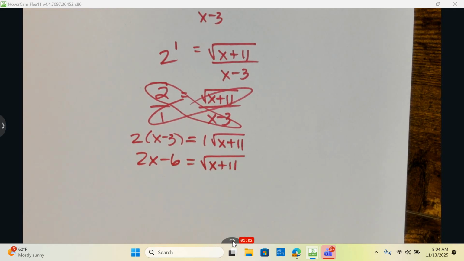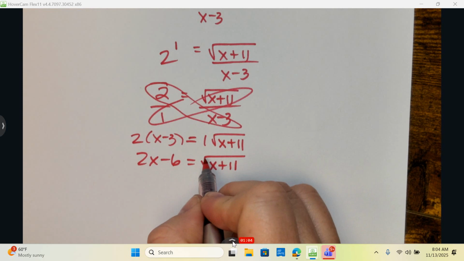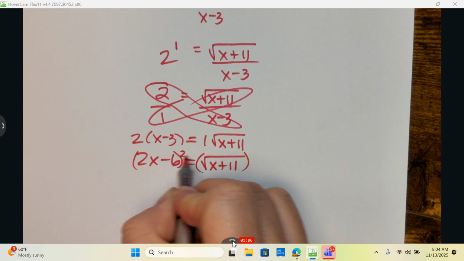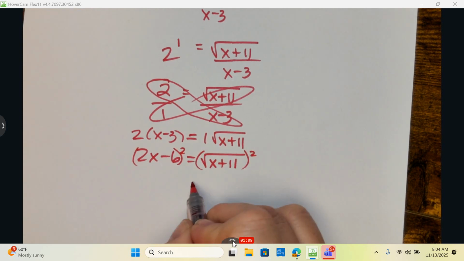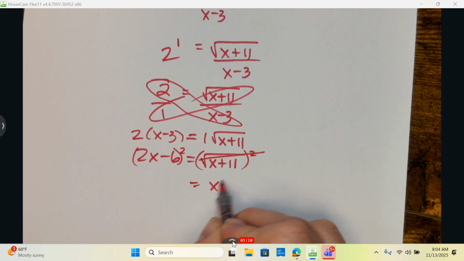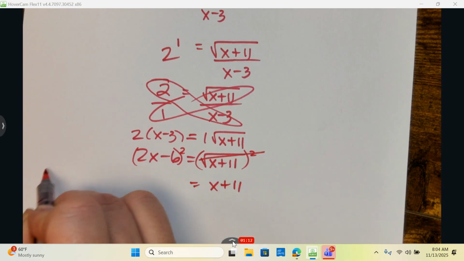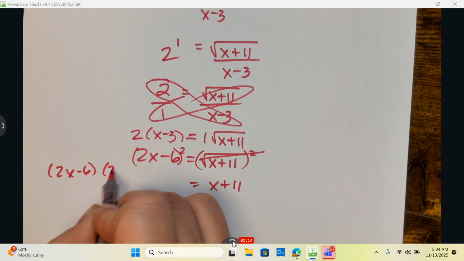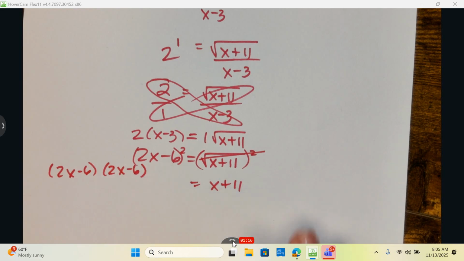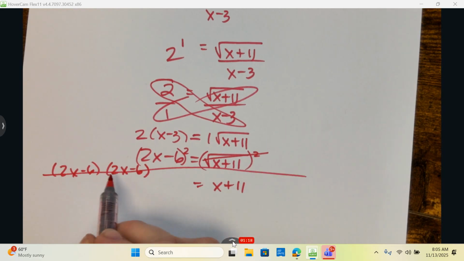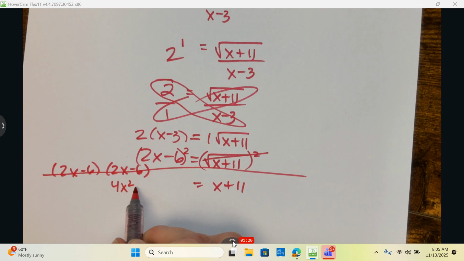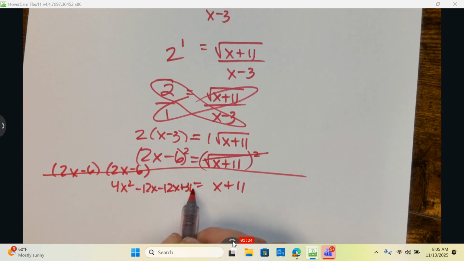And you're thinking to yourself, how do I get rid of the square root? Opposite the square root is squaring, so I'm going to square both sides. On the right-hand side, I'm left with x plus 11. But now on the left-hand side, be aware that we're going to write this out, and we are going to go ahead and FOIL this. So I'm going to FOIL this. Front, outside, inside, and last.